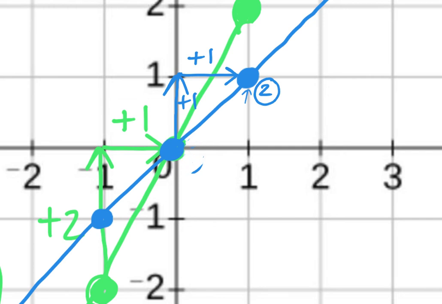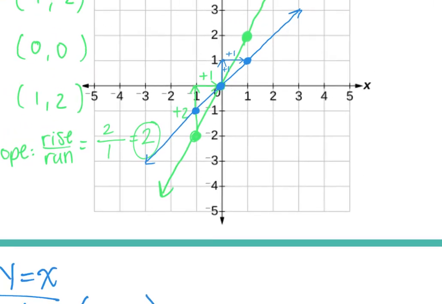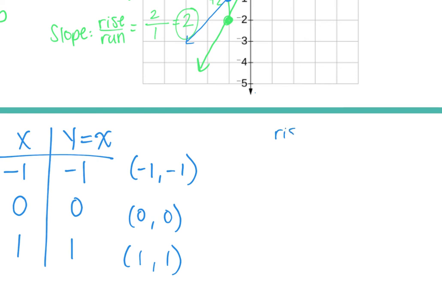So what's my rise for this problem, guys? Geo? 1. And what's my run? 1. So my rise over run, which is my slope, is 1 over 1. Does that simplify? Gabby? Just 1.